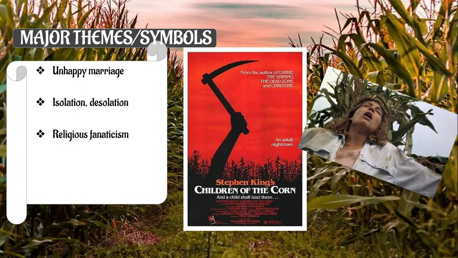He has a book called Cycle of the Werewolf. It was turned into a film in 1985, I believe, called Silver Bullet. It's about a werewolf, and in that novella, the werewolf ends up being the local clergyman. So, I mean, it doesn't really get much more on the nose than that.